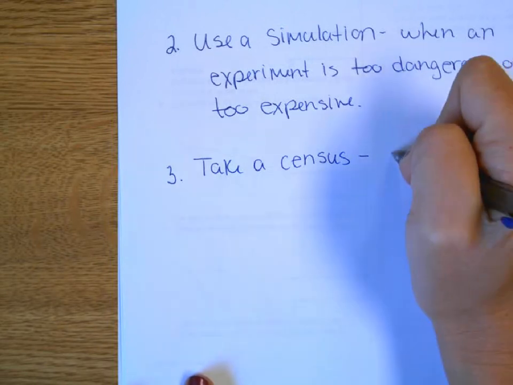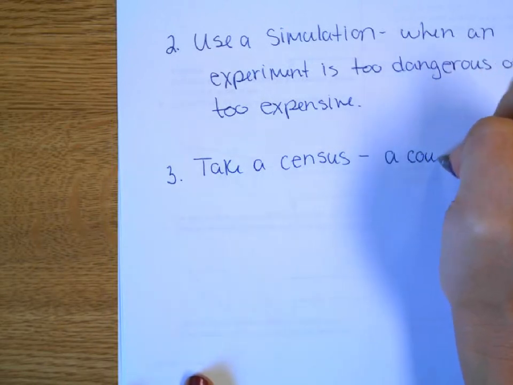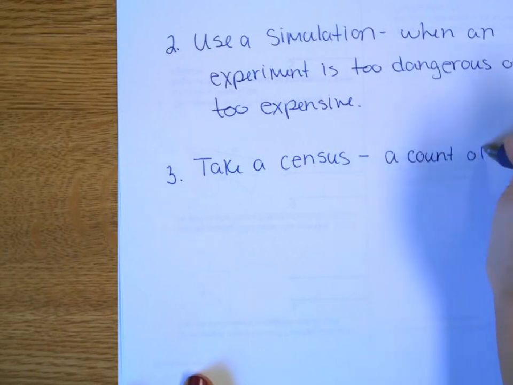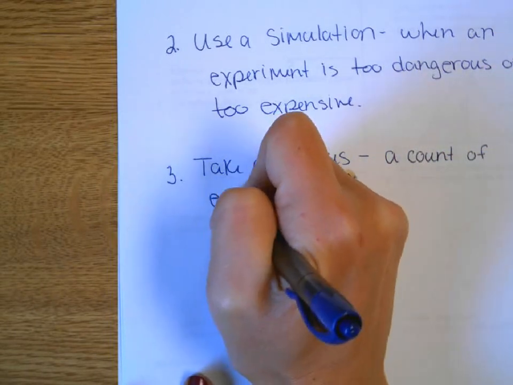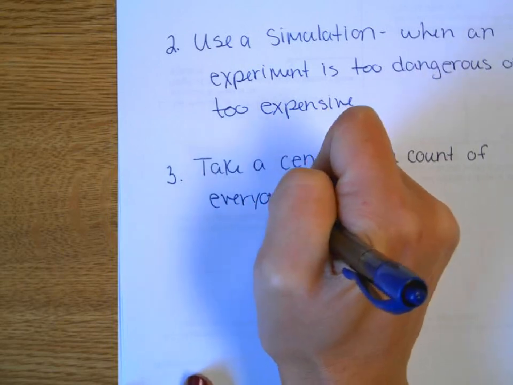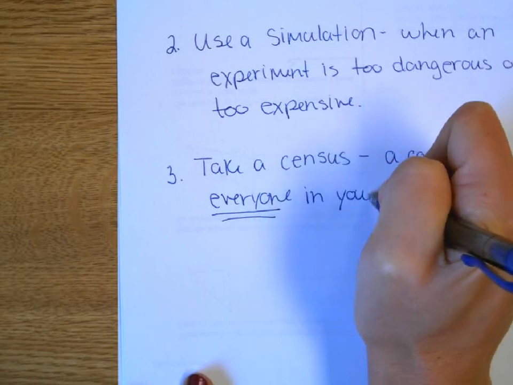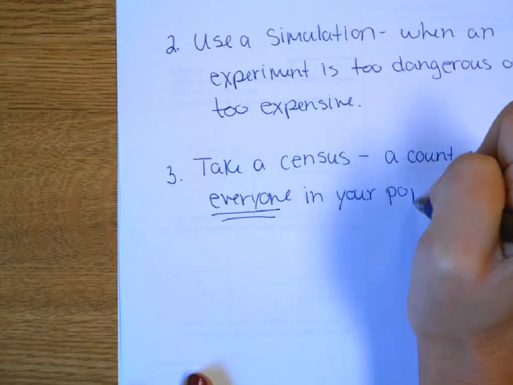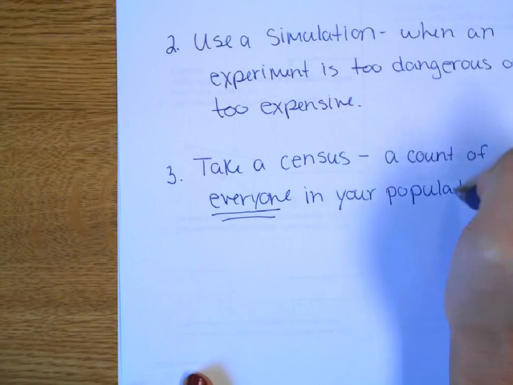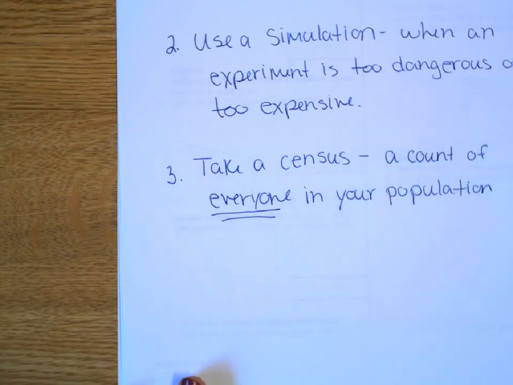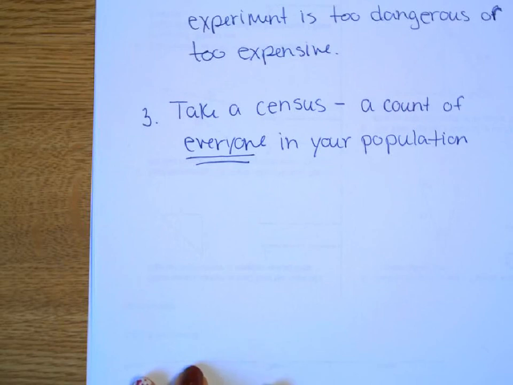So a census is a count of everyone in your population. This is usually not practical because your populations are usually way, way, way too large to do a census. But the United States tries to do a census. You know how often they do the census? Every 10 years. If the year ends in a 0, they do a census.